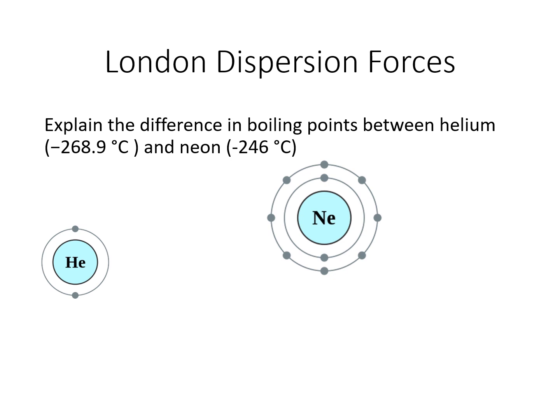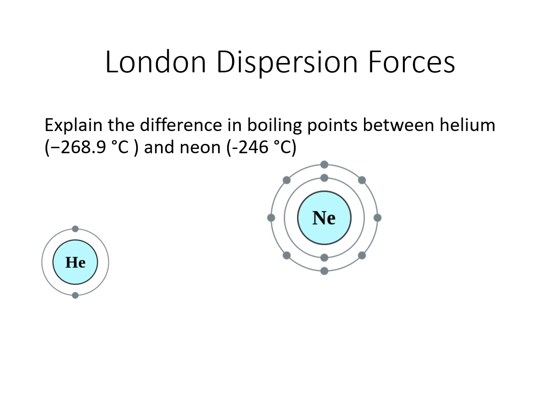But if we only have London dispersion forces, does that mean that every chemical that only has London dispersion forces has the same melting and boiling point? Well, no, it doesn't. So in the example here, the question is, explain the difference in boiling points between helium and neon. They've only got London dispersion forces, but they have different boiling points.